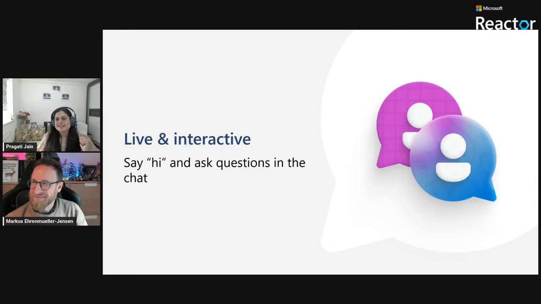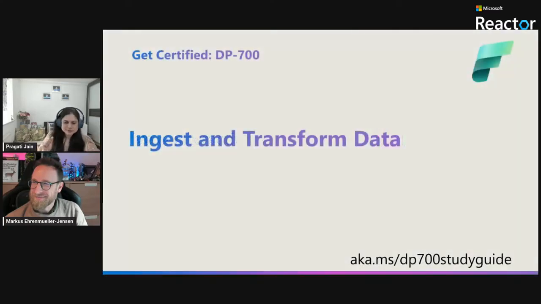Now, let's get started. This was all about the certification background, but now today we are going to talk about ingest and transform data. Before I go into this, in this second episode of the Get Certified series, we are going to guide you step by step to mastering the DP-700 Fabric Data Engineering certification. One pointer here is we are using the DP-700 study guide as a guide throughout this series.